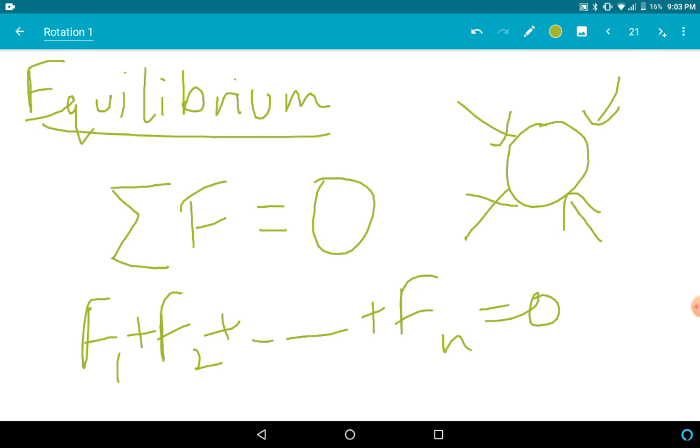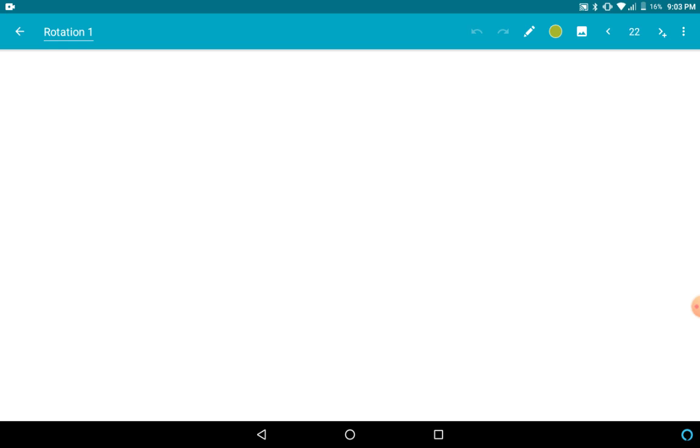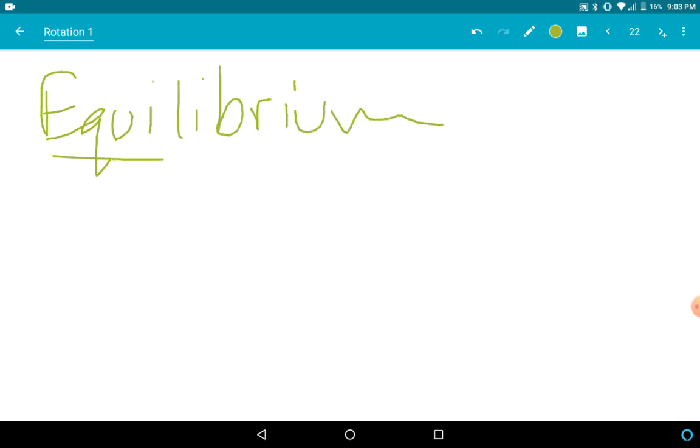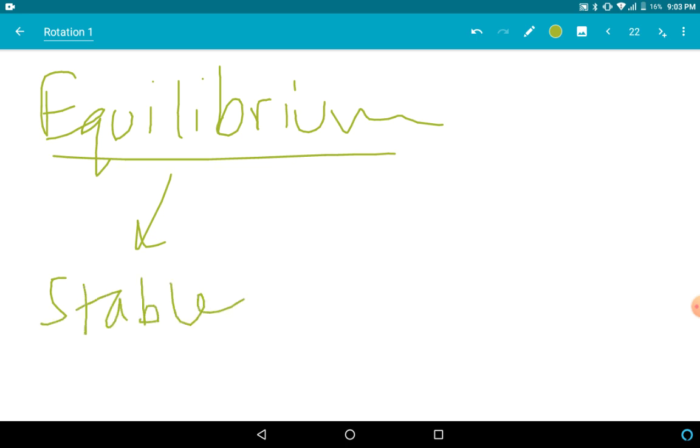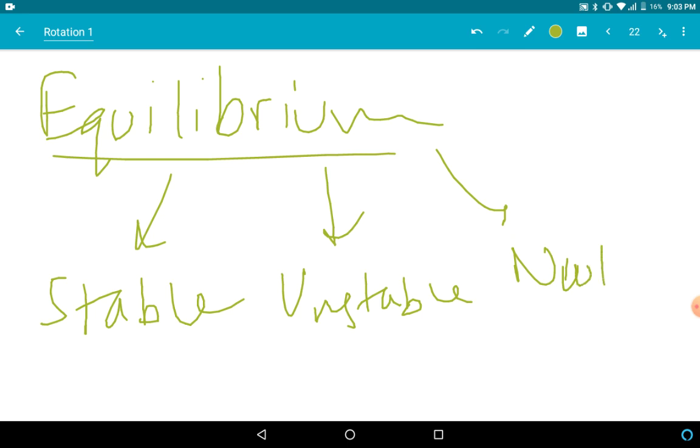Now, equilibrium is of many types. These equilibrium types are not discussed in detail. This is not in the syllabus, but I will still tell it. Equilibrium can be stable equilibrium. Then it can be unstable equilibrium. And there is the neutral equilibrium. These are the three main types of equilibrium, seen in everyday life.